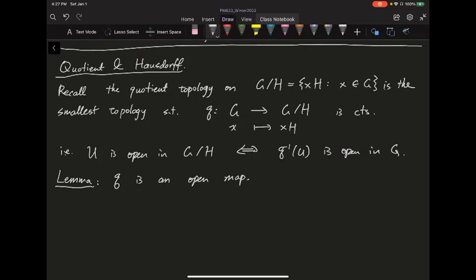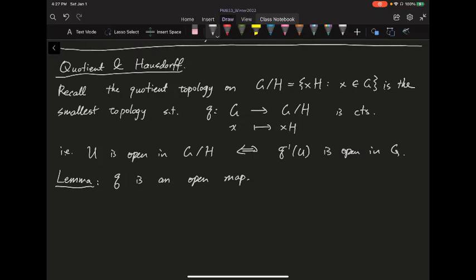To do that, I need to introduce a little bit on the quotient topology and the quotient space. Let's recall how you put a quotient topology. Let H be a subgroup of a topological group G. The left cosets we saw last time, basically all the left cosets, and you have a canonical quotient map from G to the cosets. You take an element x and map it to the corresponding coset.